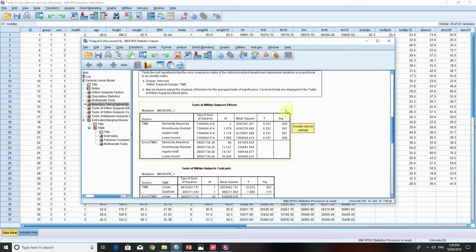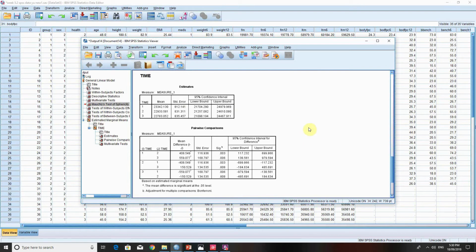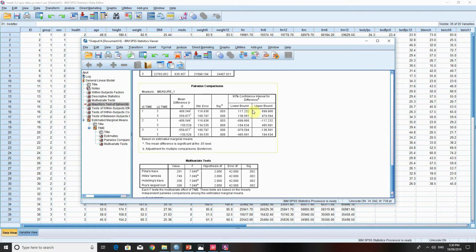So we know that there is a significant difference over the time, but between which time points? So that's something our Friedman's ANOVA couldn't tell us. But if we're doing parametric testing, we can figure it out. Because we did our Bonferroni post hoc, we can go down to this pairwise comparisons table, and it tells us the differences between times 1, 2, and 3, where time 1 was 0 weeks, time 2 was 6 weeks, and time 3 was 12 weeks.